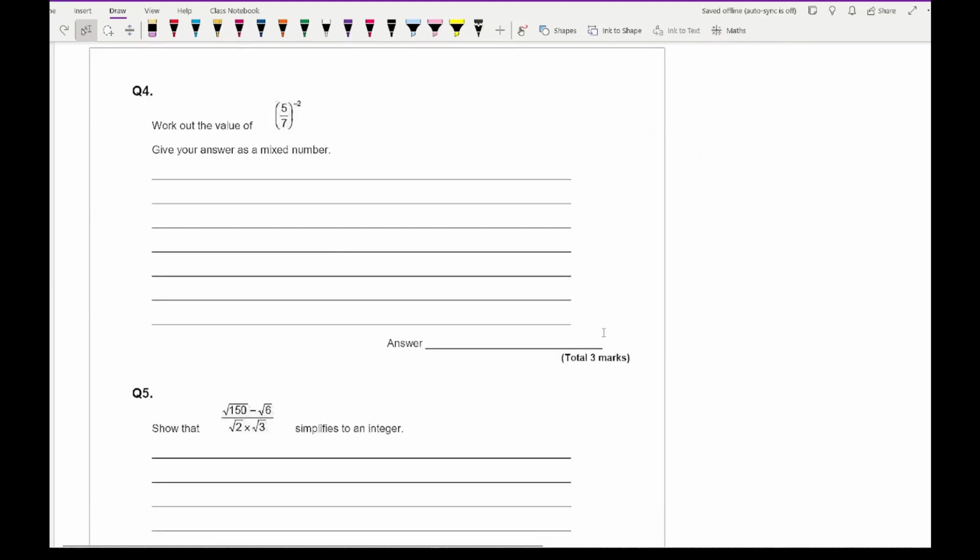Moving on to question 4, it says work out the value of 5 over 7 to the power of minus 2. Give your answer as a mixed number. So a couple of ways in which we could do this. Now if it's come up poorly on your screen, let me just write it out again. So we've got minus 2. So here I could either sort out the 2 or I can sort out the minus. Now sorting out the minus, that means the reciprocal. Now the reciprocal of a fraction, we just flip it.